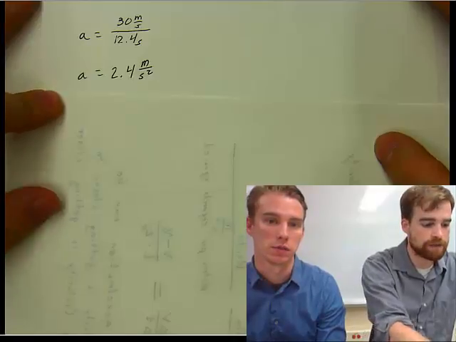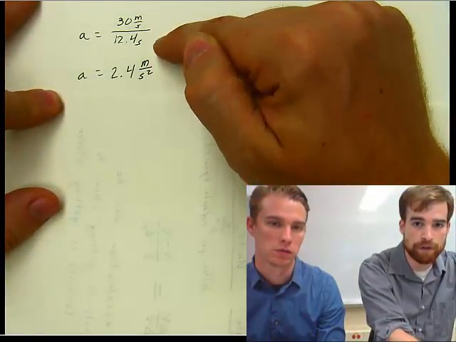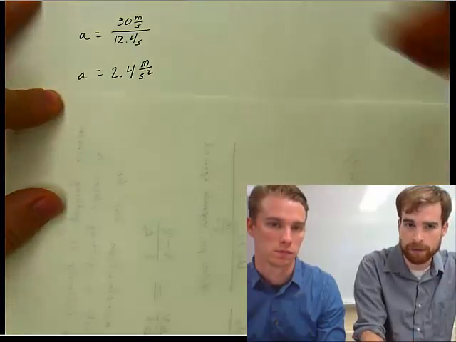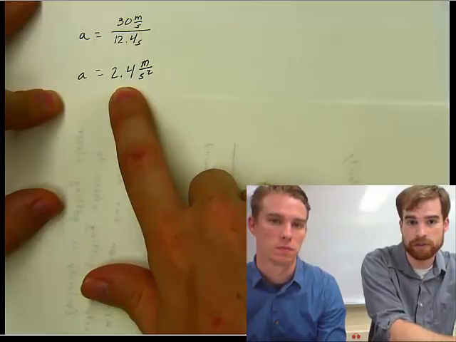We'll notice that we have 2 sig figs in 30 and 3 sig figs in 12.4. And anytime you're dividing, for the number of sig figs, you're going to go with the least value. So it's going to be 2.4.